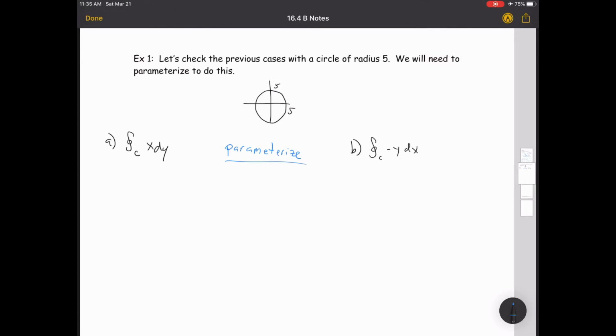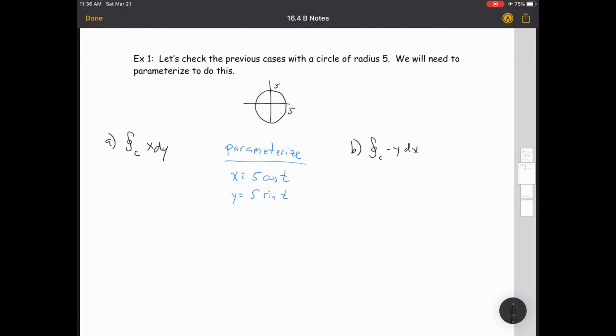And if you remember, in polar, x is r cosine theta, y is r sine theta. Well, r here is 5 because it's a radius of 5. So x is going to be 5 cosine, you can use theta, I'm going to use t in this case, of t. And then y is 5 sine t. So we've gone ahead and parameterized this thing into polar, which should make it a little bit easier.